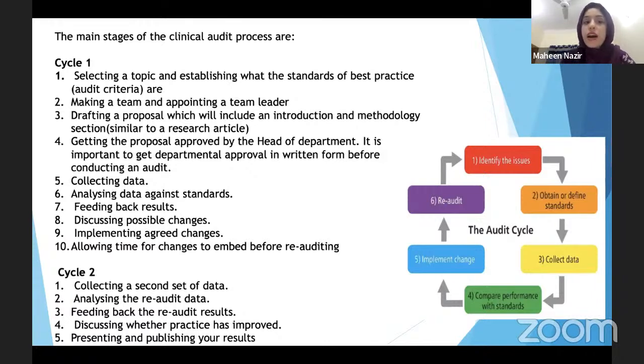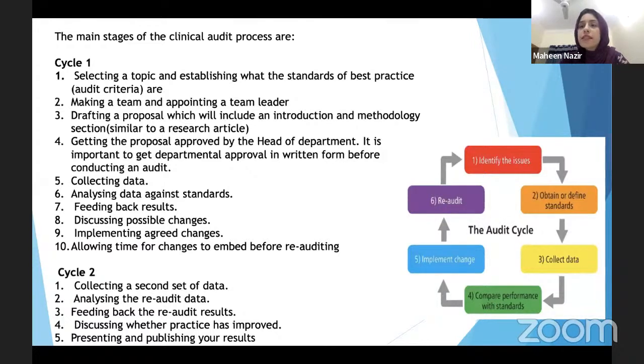Then the next step is drafting a proposal. Now, this is similar to drafting a research synopsis, and it will include an introduction, it will include a methodology section, it will include references, and it will include the pro forma that you're going to be using to collect your data. And then the next step is to get this proposal approved by the head of department, wherever the department that you're conducting the audit is.